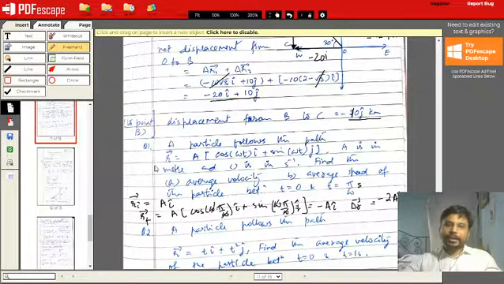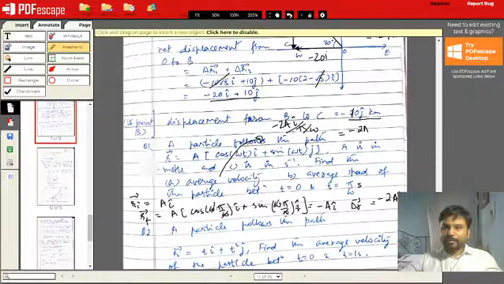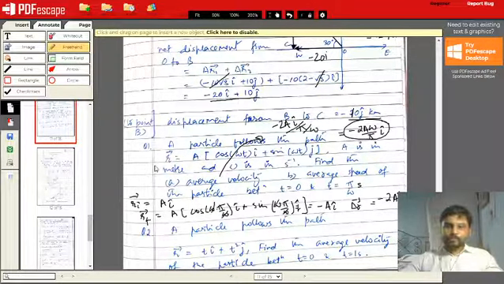Now we have to write the average velocity of the particle. The average velocity would be the displacement, that is minus 2a i cap, divided by the time taken, which is pi by omega. So this comes out to be minus 2a omega by pi i cap. So this is the average velocity. Next, we have to find the average speed of the particle.